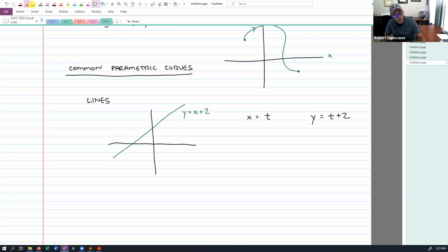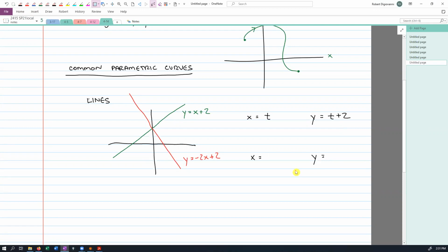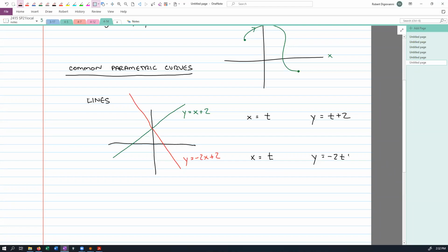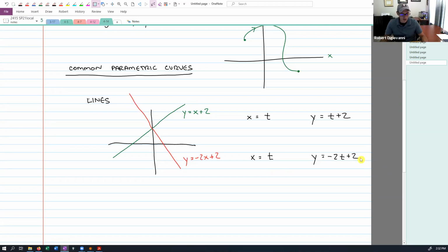What if it was this line? What if I told you it was this one? y equals negative 2x plus 2. Then the parametric would be what? x equals t, and y is negative 2t plus 2. Look, this is actually very easy if it's solved for y already.